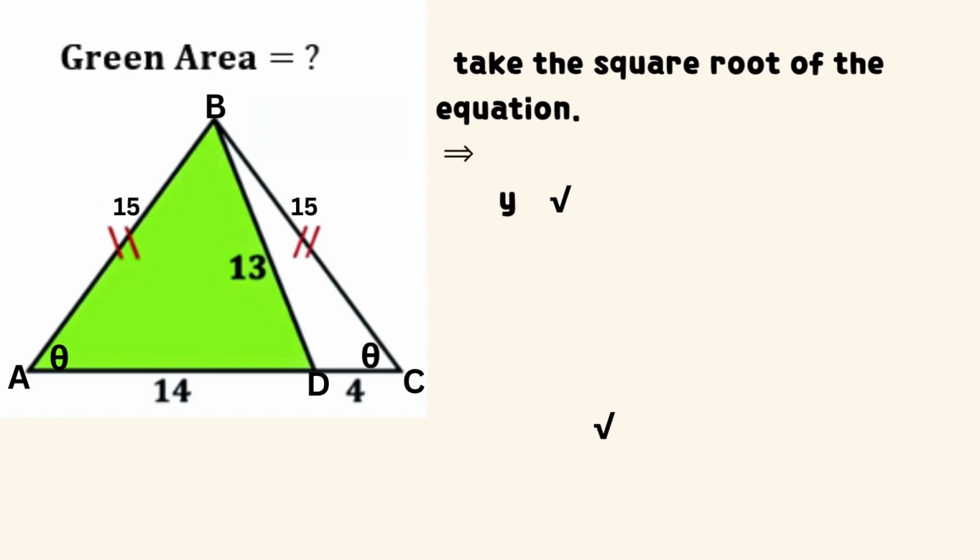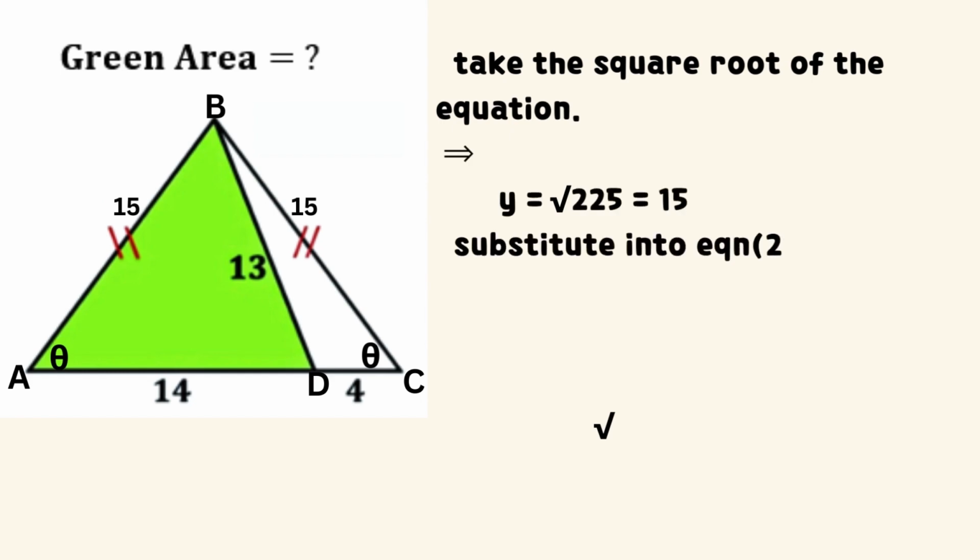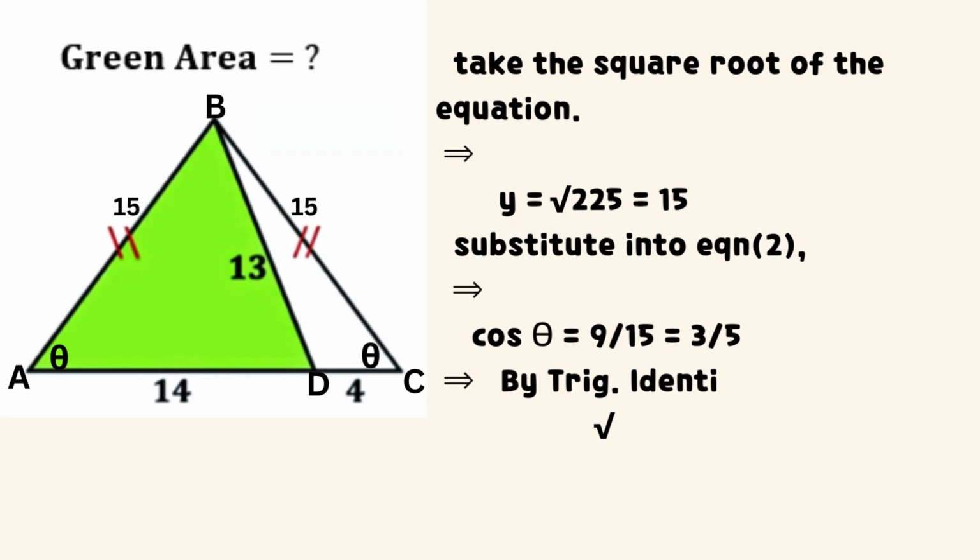Take the square root of the equation. It implies that y equals the square root of 225, which equals 15. Substitute into equation 2. Hence, cosine theta equals 9 divided by 15, which equals 3 divided by 5.